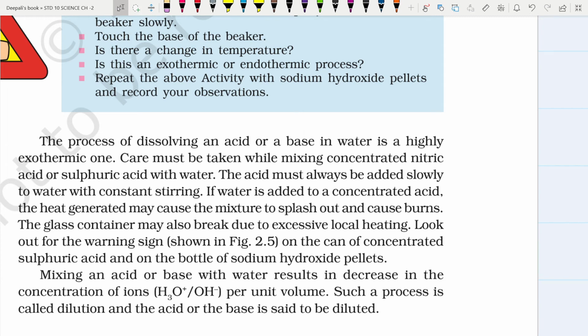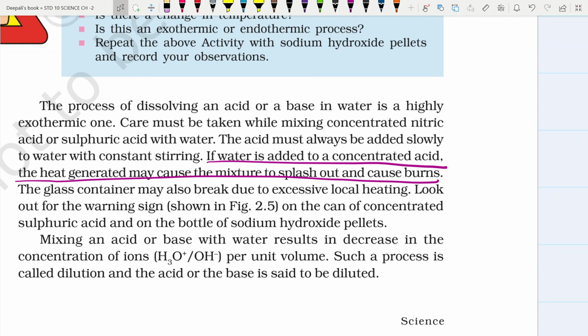If water is added to concentrated acid, the heat generated may cause the mixture to splash out and cause burns. So we can never add water to acid. We have to always add acid to water. Very important precautions to be taken. The glass container may also break due to excessive local heat. Look out for the warning sign on the can of concentrated sulfuric acid and on the bottle of sodium hydroxide.